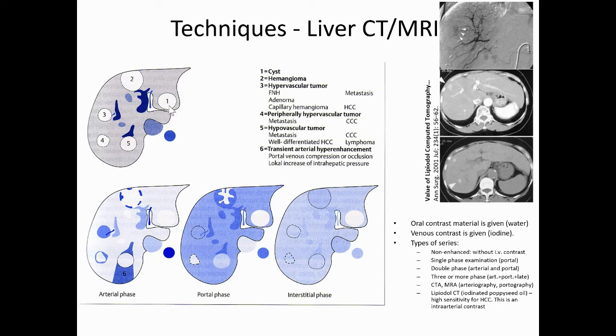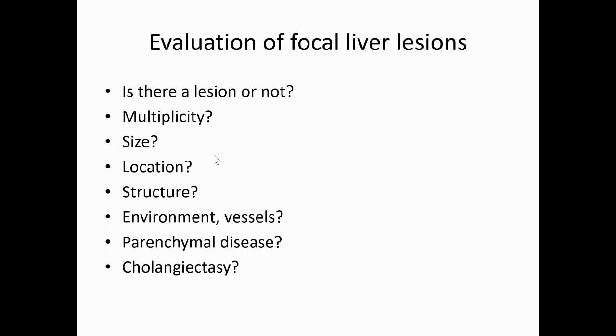suggest to you. A hemangioma, on the other hand, is usually isodense or hypodense on the non-enhanced series, but it will show a very specific enhancement pattern where the lesion will fill in from periphery towards the center, and on the late phase or interstitial phase it will become the same color as the liver. And then the rest of these lesions we will talk about in the rest of the talk.